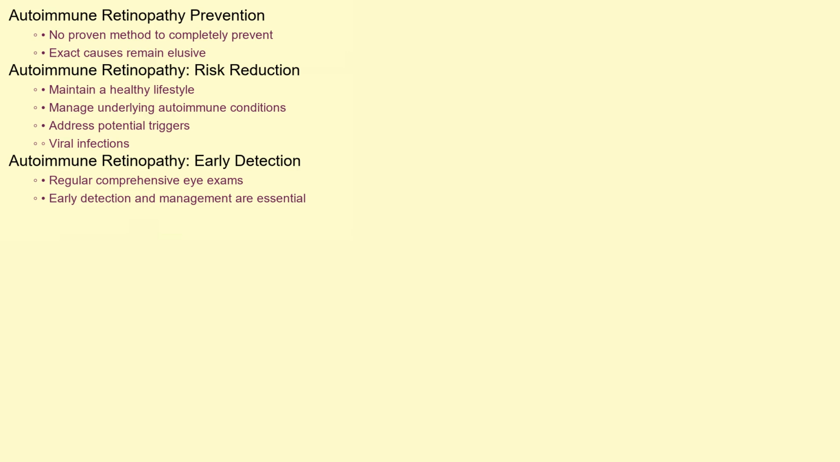Unfortunately, there's no proven method to completely prevent autoimmune retinopathy, as the exact causes remain elusive. However, maintaining a healthy lifestyle, managing underlying autoimmune conditions, and promptly addressing any potential triggers, such as viral infections, may help reduce the risk. Regular comprehensive eye exams are also essential for early detection and prompt management of the condition.